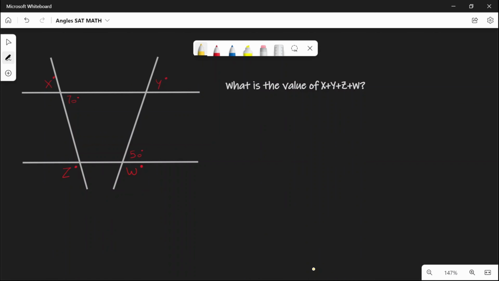Now what about this example? What is the value of x plus y plus z plus w?